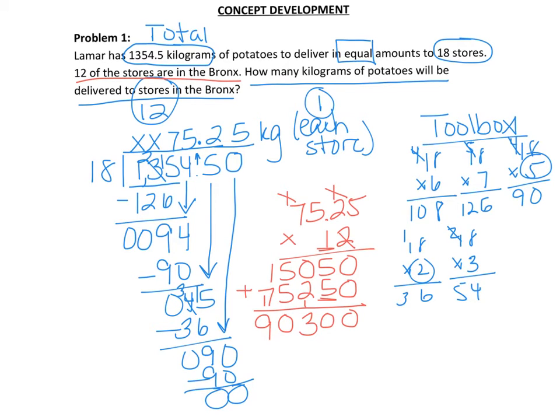So how many digits are to the right of the decimal? 2. 1, 2. So we got to go 1, 2. Here's my decimal. So 903 kilograms of potatoes. So let's write our answer statement.